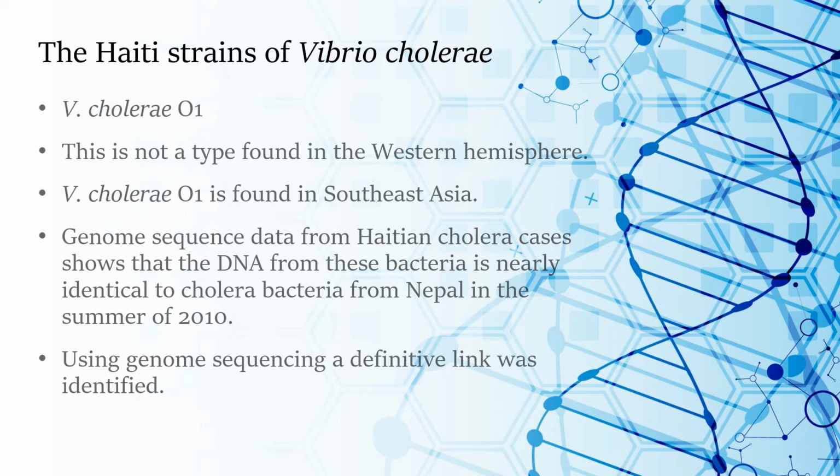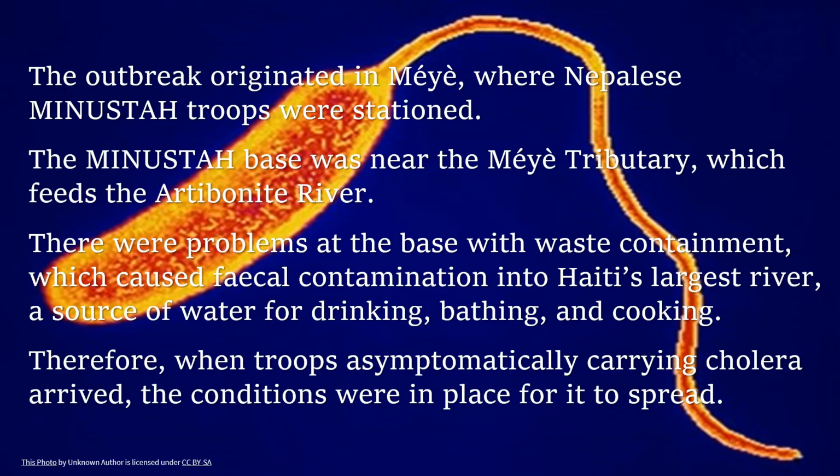Further testing was done, and the genome sequence data to understand the individual characteristics of the DNA within the Haitian cholera showed that the DNA from these bacteria is nearly identical to cholera bacteria from Nepal in the summer of 2010. Using that genome sequencing, there was a definitive link that identified the aid workers that had come from Nepal with the Haitian outbreak of cholera. The outbreak originated in Haiti in Mirebalais, where Nepalese MINUSTAH troops were stationed.